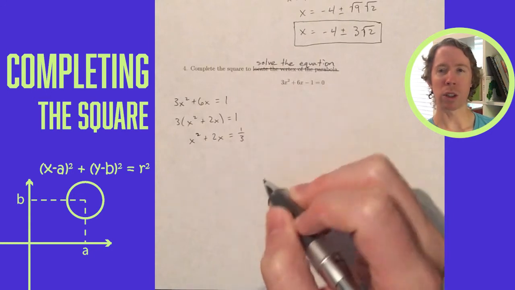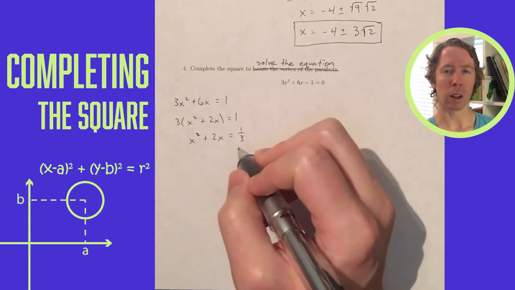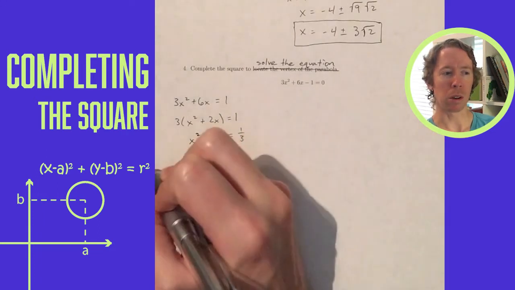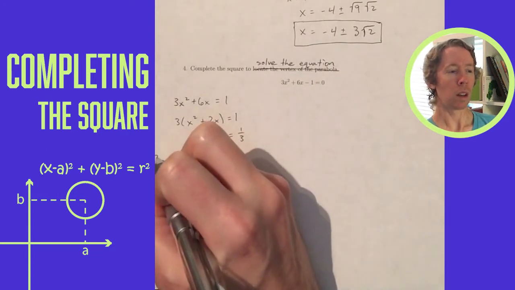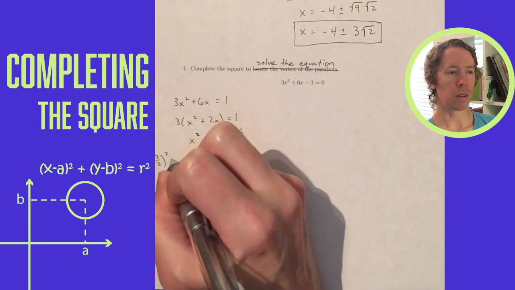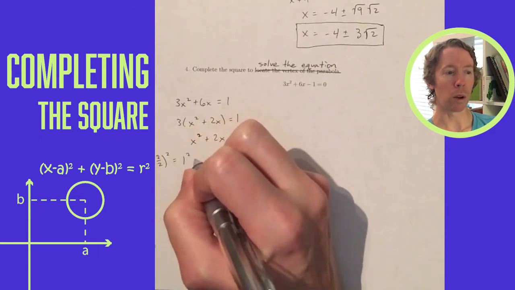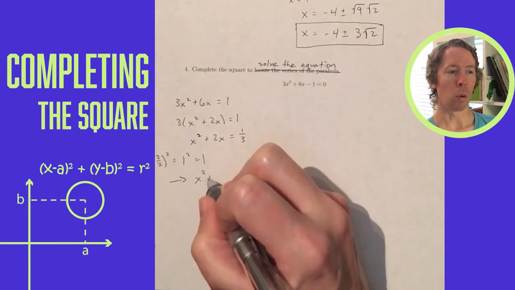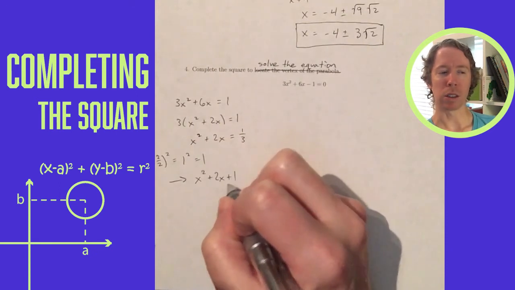And that's good. That equation I can work with now. I can complete the square on the left-hand side and then take the square root of both sides, and we'll be able to solve it pretty quick after that. So I take the 2 and divide it by 2 to get 1, and then I do 1 squared. That's still 1. So 1 is what I need to add to both sides of this equation.